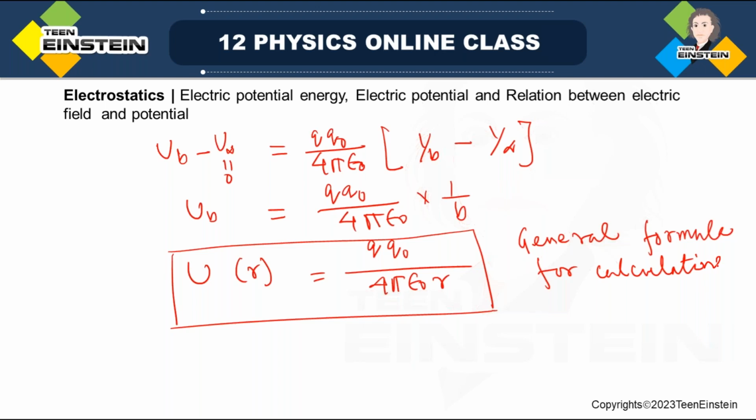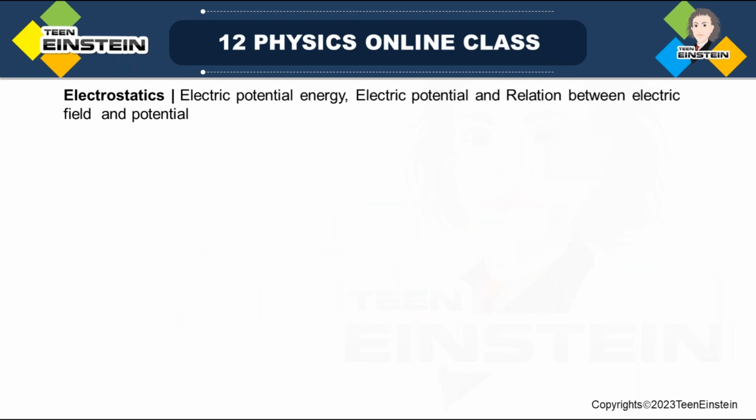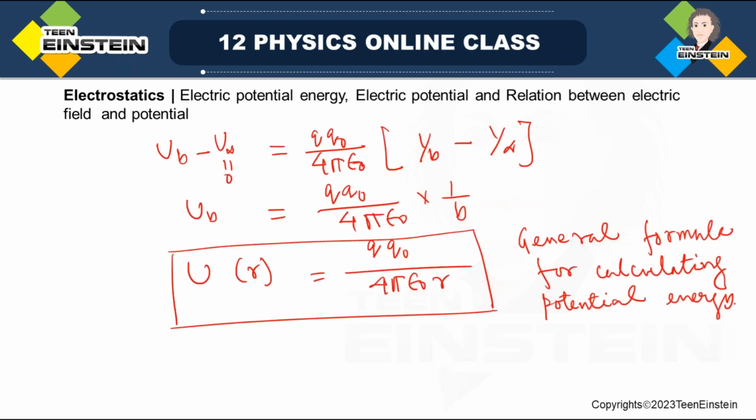For calculating potential energy. Okay, so this was one point. So this expression for the electric potential energy of 2 point charges kept at a separation of r.